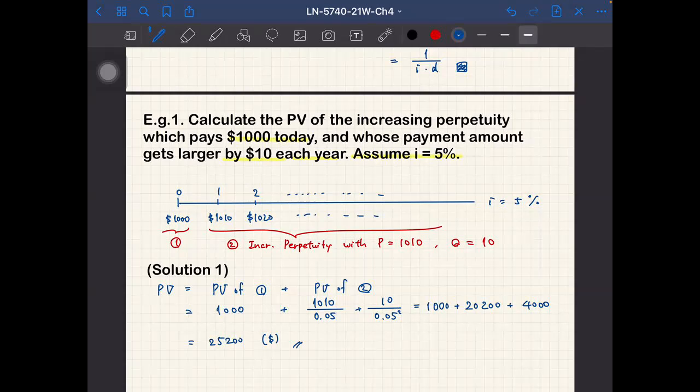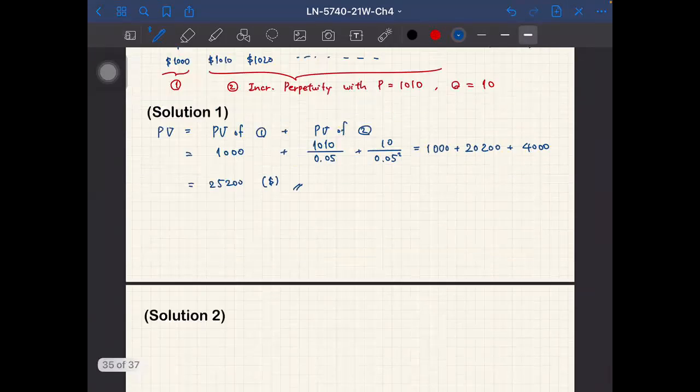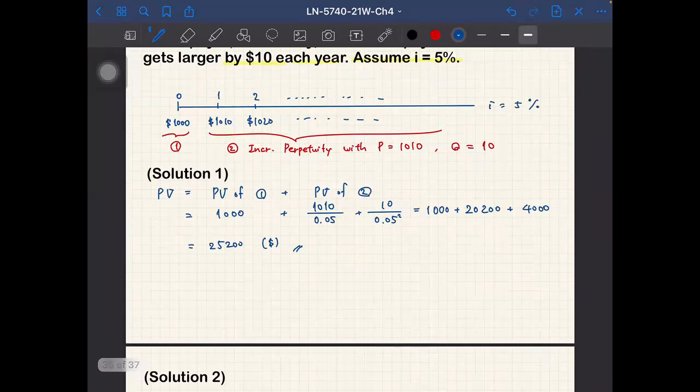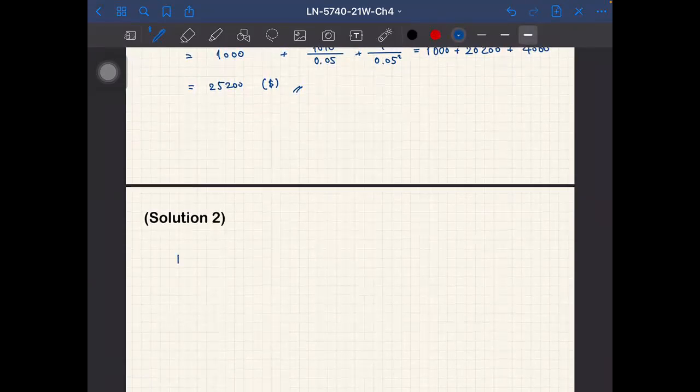So in this way, we can calculate the present value of this increasing perpetuity. And solution 2. In solution 1, it's a little bit unnatural to separate the cash flow into two pieces. So we want to derive this same answer by using just one cash flow. To do that, we can just shift the time diagram.